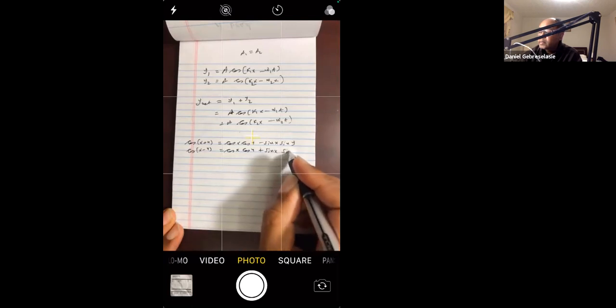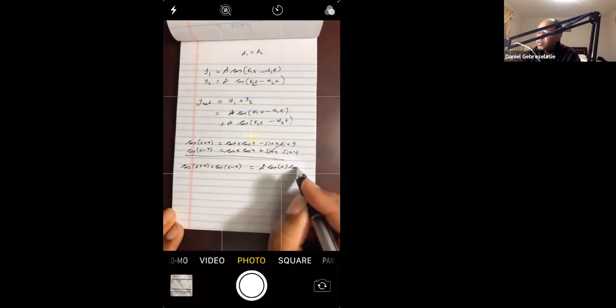So this is the trigonometric formula, right? If you change it to minus, what do you get? For x minus y, the only difference is that it becomes plus. So you've got cosine x cosine y plus sine x sine y. Now let's add them together.